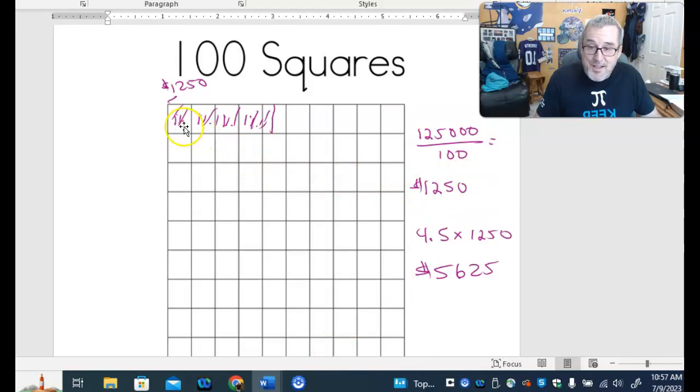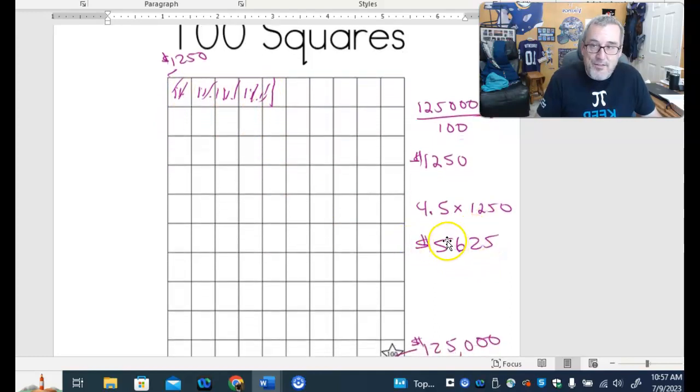For 4.5%, that means I have 4 full squares and then a half a square. So I have 4 full 1250s plus a half a 1250. I have 4.5 1250s, which is 5,625.